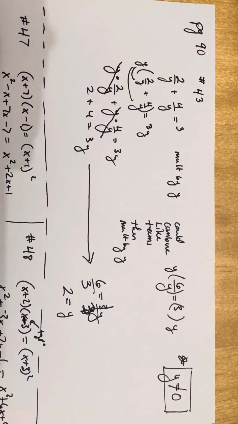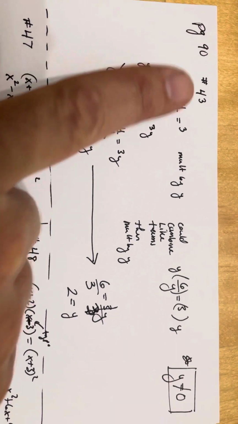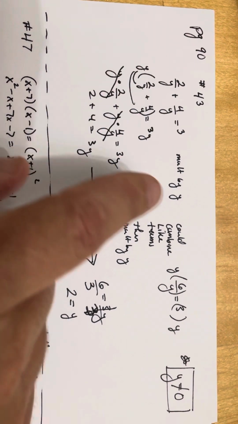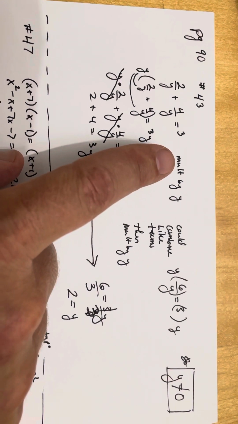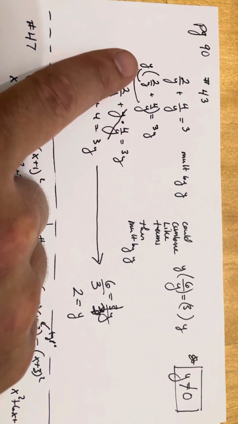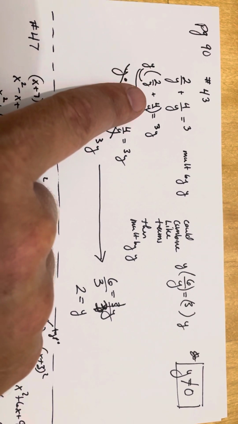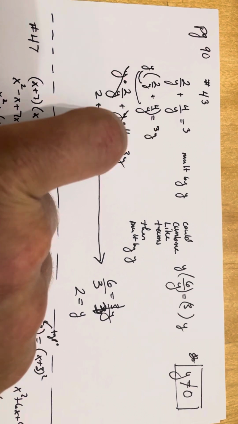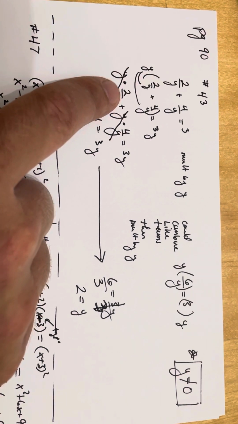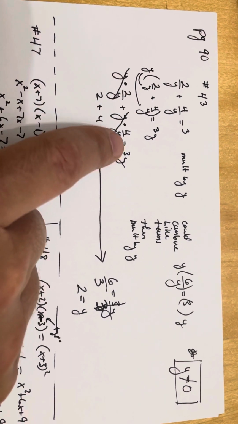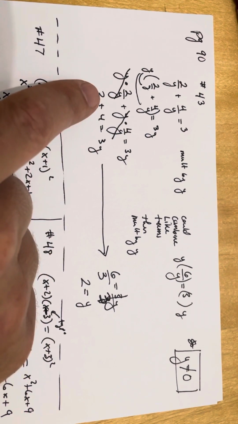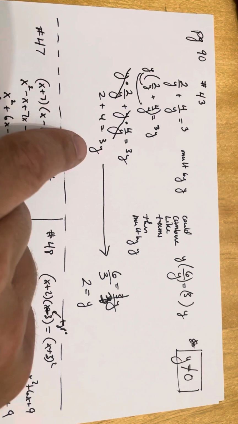So here we go. I'm doing problem number 43 on page 90, and the problem reads 2 over y plus 4 over y is equal to 3. Now, I made two comments. One thing I could do right away is multiply everything by y. And what happens if you do that is you end up distributing your y, and then you end up multiplying this side by y. So really what you end up with is y times 2 over y plus y times 4 over y, which is equal to 3y. And your y's will cancel in these two fractions, leaving you with 2 plus 4 is equal to 3y.